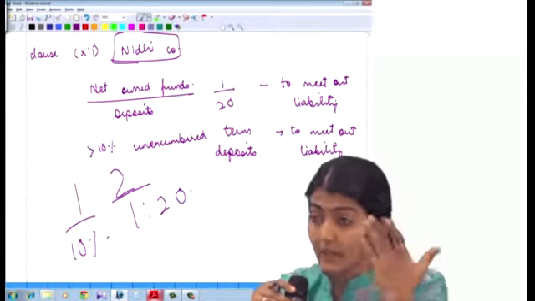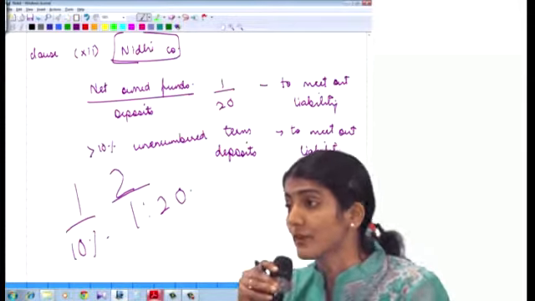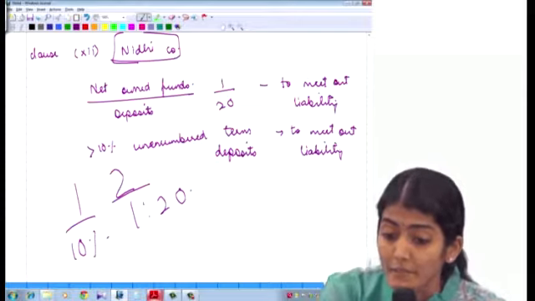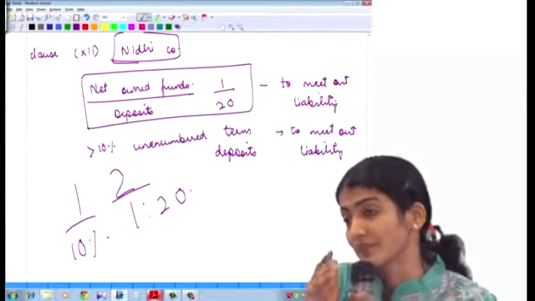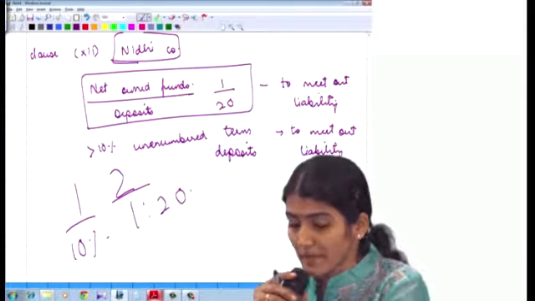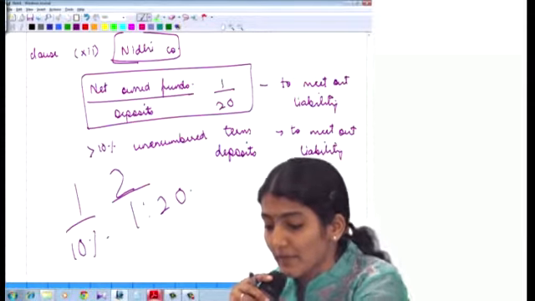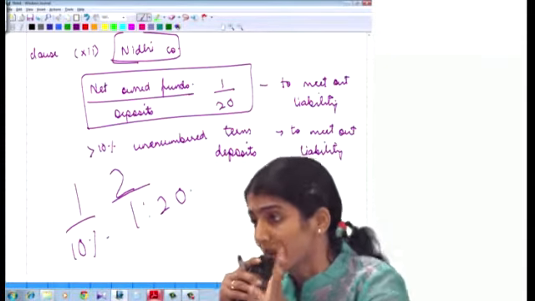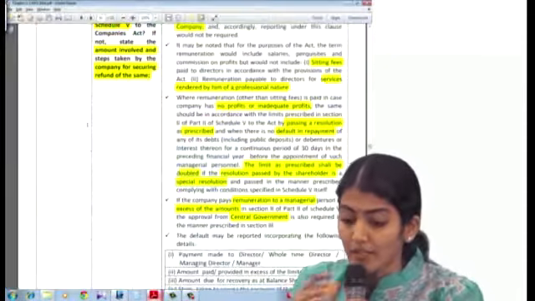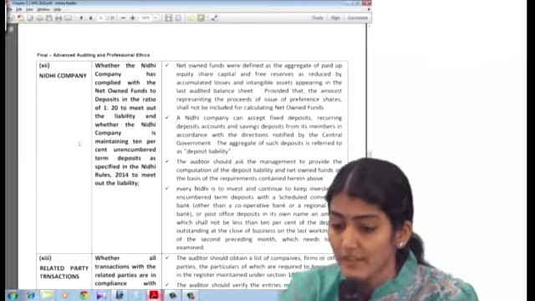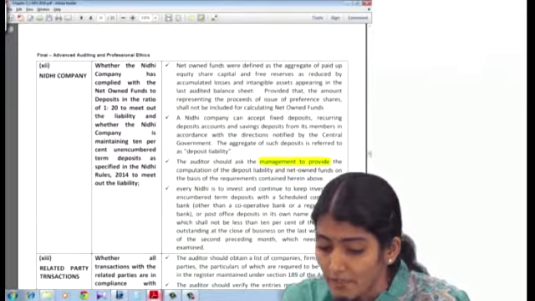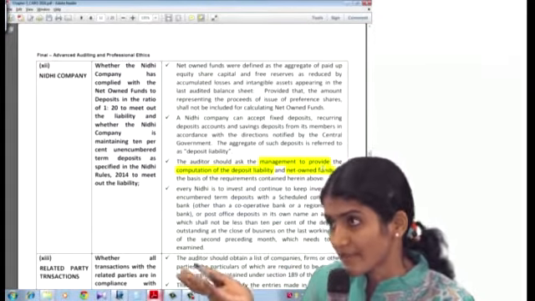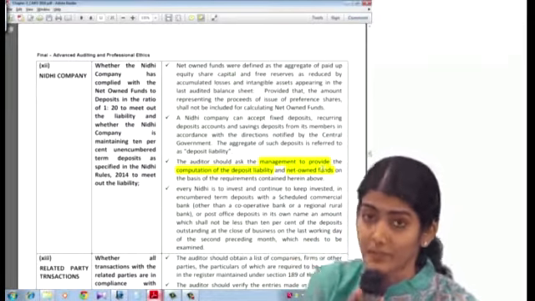Now as an auditor, what audit procedures are you going to follow? First, you are going to ask the management to provide you this computation. You ask the management, please provide us the details of your net owned funds and your deposit liability, because we need to check whether you have maintained them at 1:20. What is the first procedure they say? Ask the management to provide the computation of the deposit liability and the net owned funds.